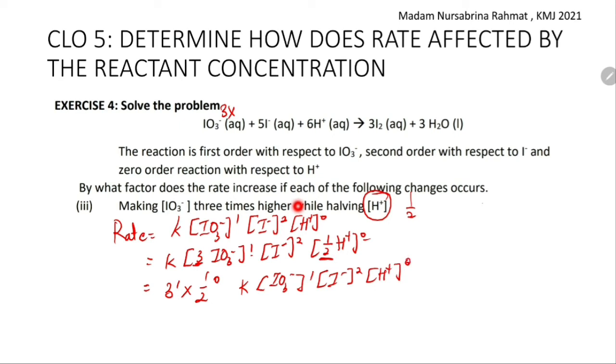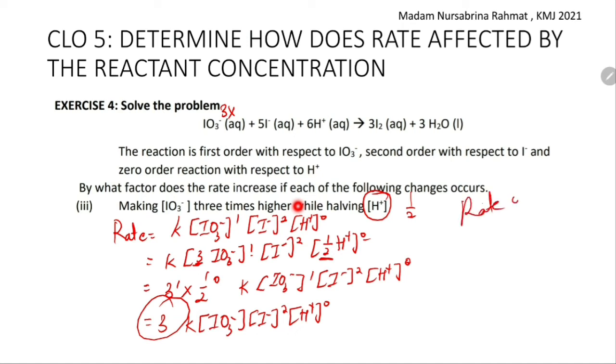Okay, so solve the numbers. 3 to the power of 1 is 3, and half to the power of 0 means 1. So it's just 3k. That means your rate of reaction is increased by a factor of 3. Okay, it's very simple, isn't it?